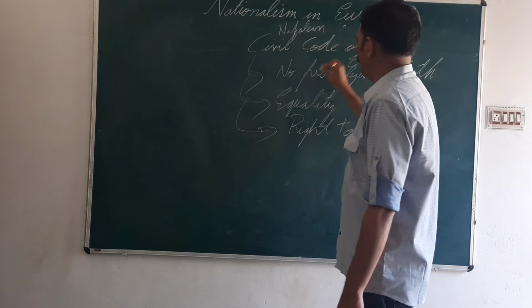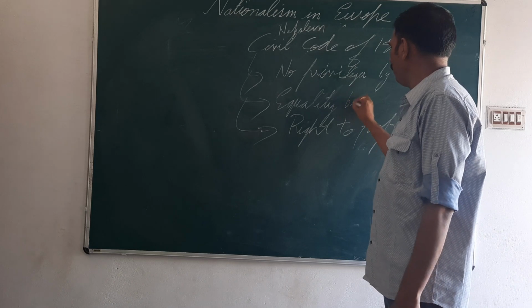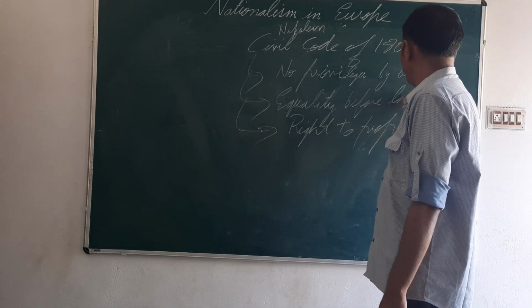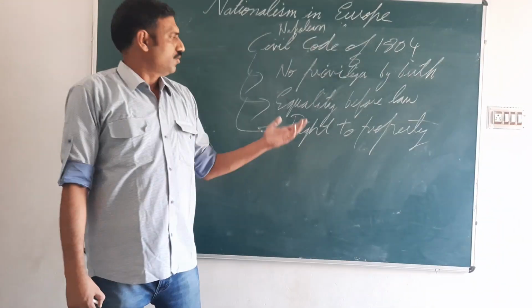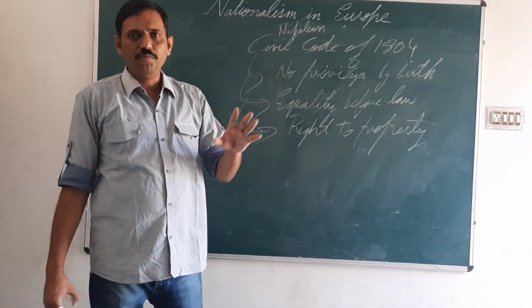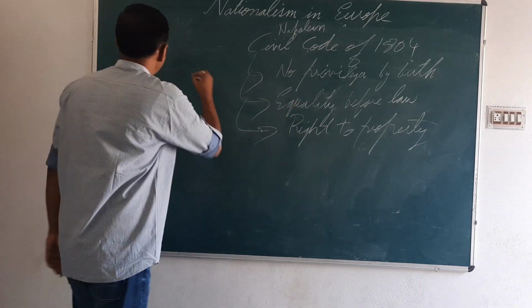He established that there will be no privileges based on birth, equality before law and equal right to property. So these were some major points of Napoleonic Code. Other than this, he also simplified the administrative division.